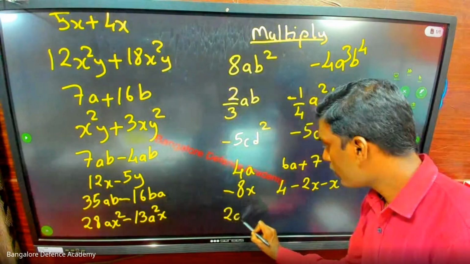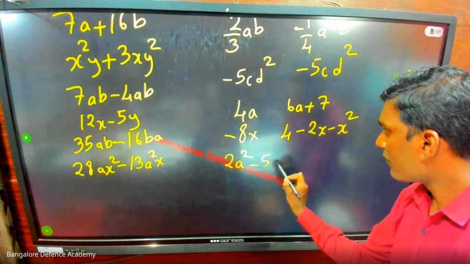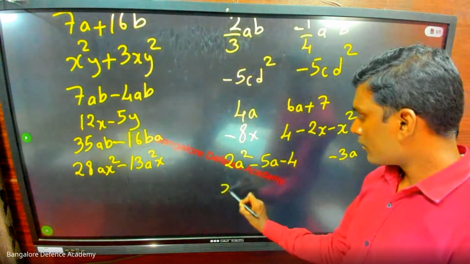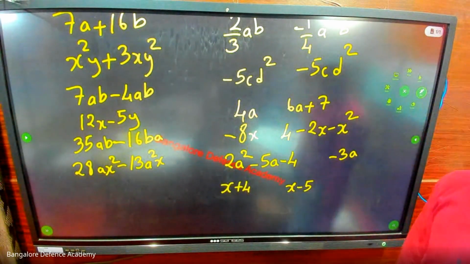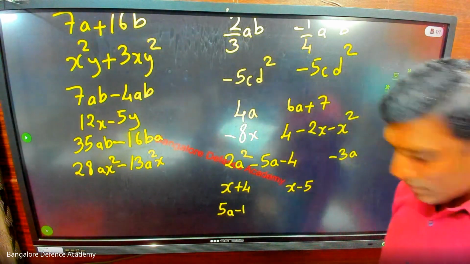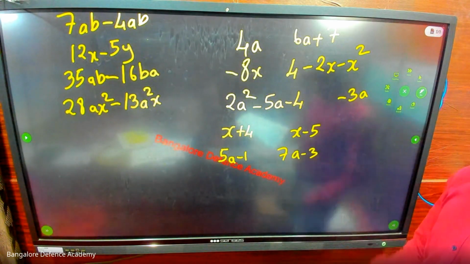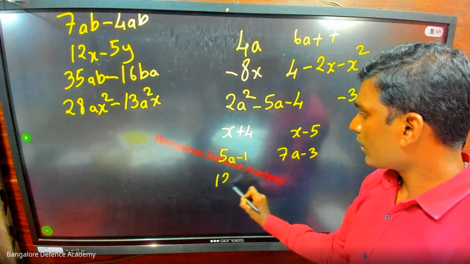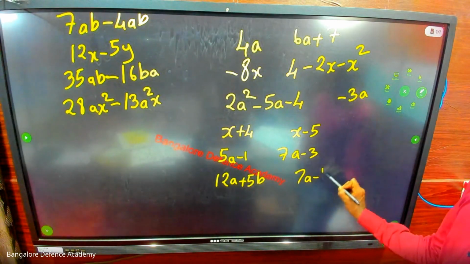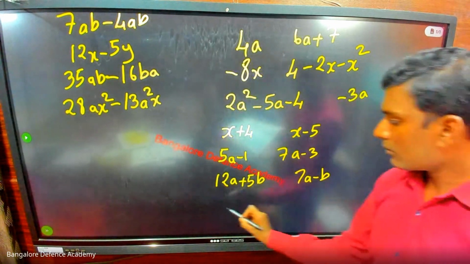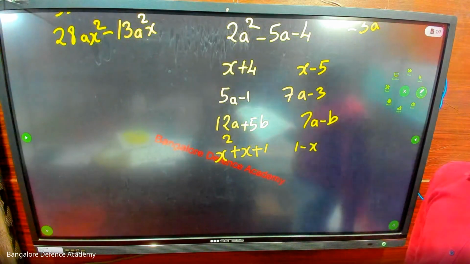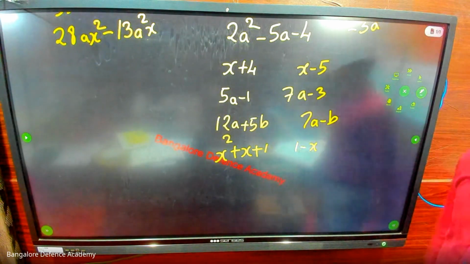Next, 2a square minus 5a minus 4. You will multiply it by minus 3a. Next, x plus 4, you'll multiply by x minus 5. Next, 5a minus 1, 7a minus 3. Next, 12a plus 5b, you'll multiply it by 7a minus b. Next, x square plus x plus 1, 1 minus x. Done, 10 questions. Start doing it.